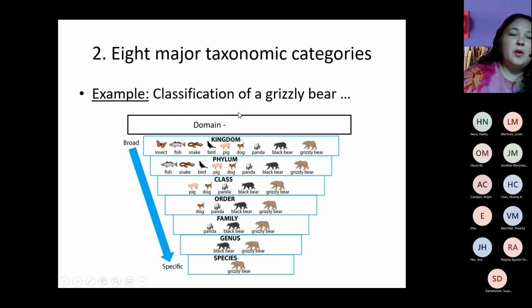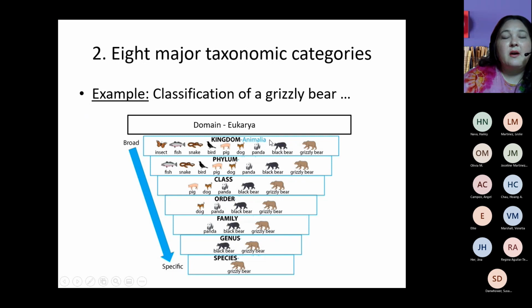Grizzly bear. We're going to start with the domain. Domain eukarya. Everything in domain eukarya is a eukaryote. It is made of cells with a nucleus and membrane-bound organelles. And a grizzly bear falls into that category. So does insect, fish, snake, bird, pig, dog, panda, black bear, and, well, grizzly bear. So our domain is eukarya.